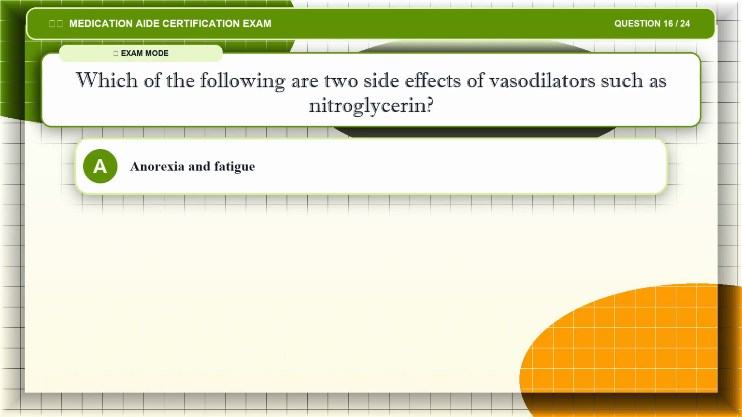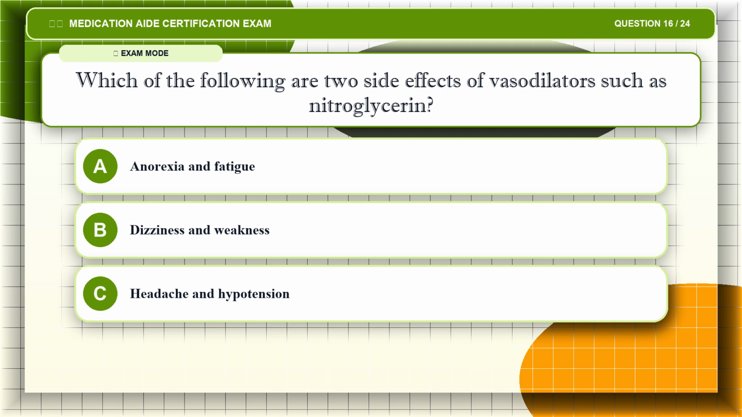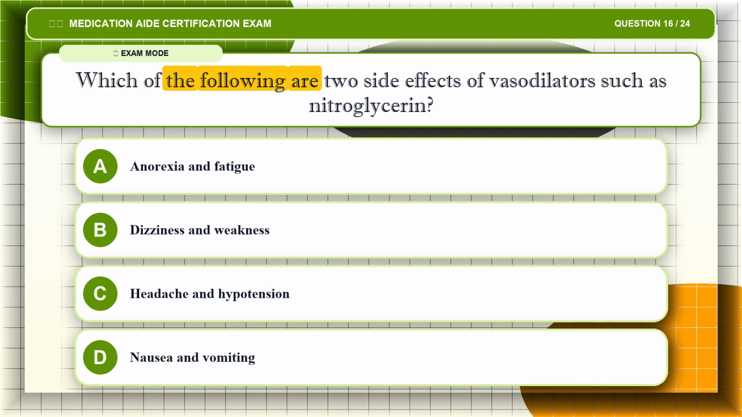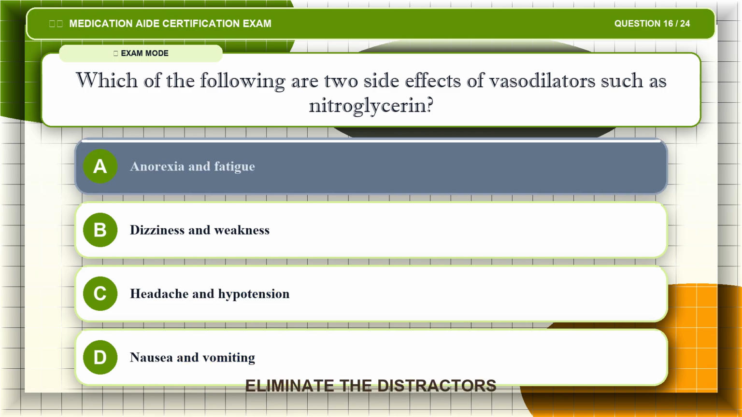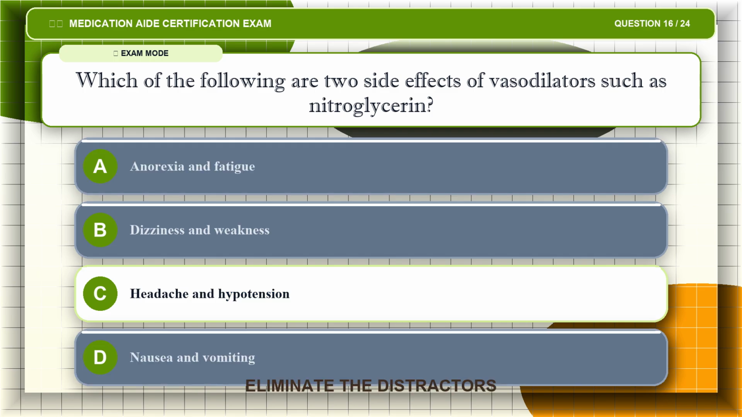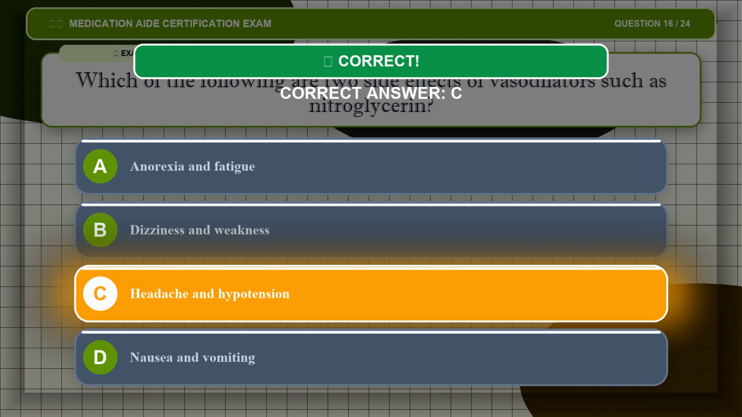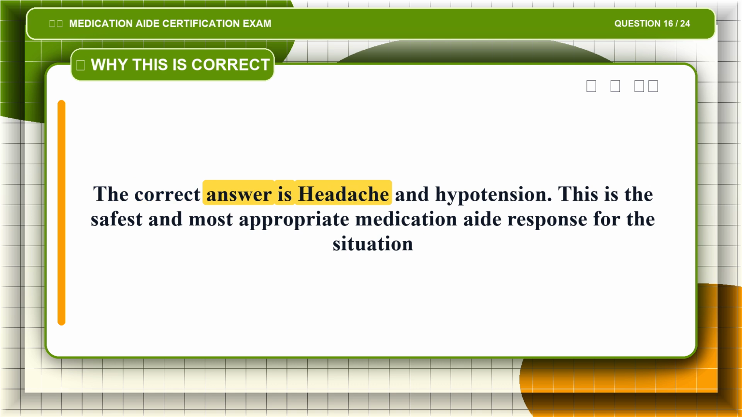Question 16. Which of the following are two side effects of vasodilators such as nitroglycerin? Option A, anorexia and fatigue. Option B, dizziness and weakness. Option C, headache and hypotension. Option D, nausea and vomiting. The correct answer is option C, headache and hypotension. This is the safest and most appropriate medication aid response for the situation.